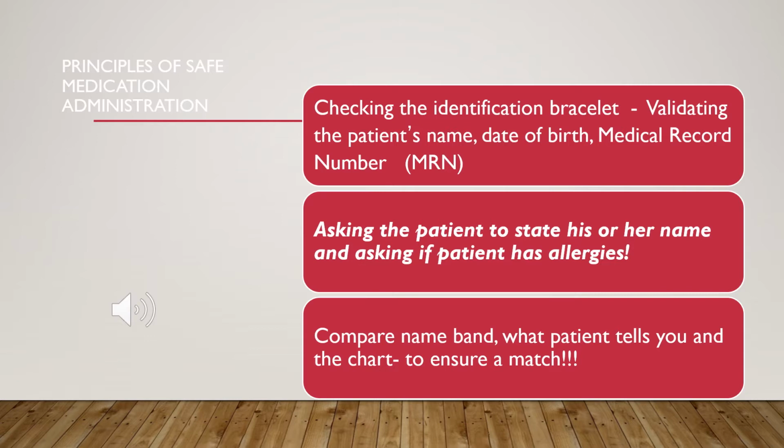This is information that you have learned already as far as safe entry. It is imperative that you check the identification bracelet and validate the patient's name and date of birth and medical record numbers. So when you do that, you need to be looking at the patient's ID bracelet and looking for any allergies, allergy bracelets. You need to be asking the patient to state his or her name, as well as asking if they have allergies. Once you do that, you validate that with the medical record number, with the medication administration record, the chart, and you make sure that everything matches.